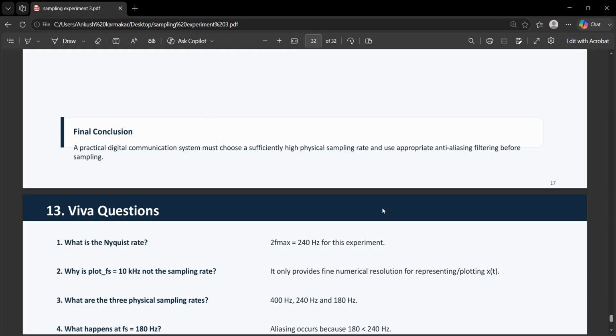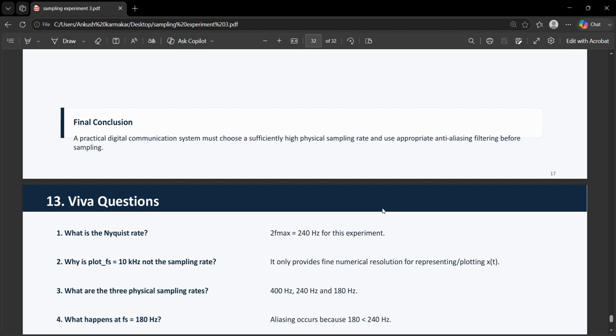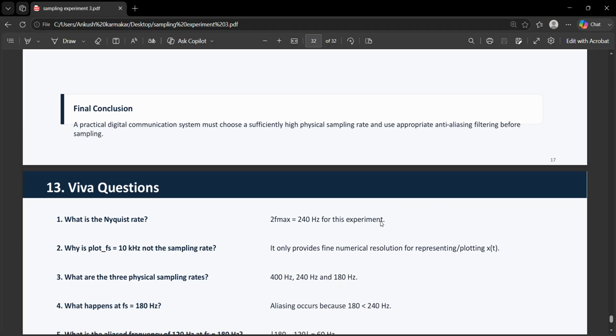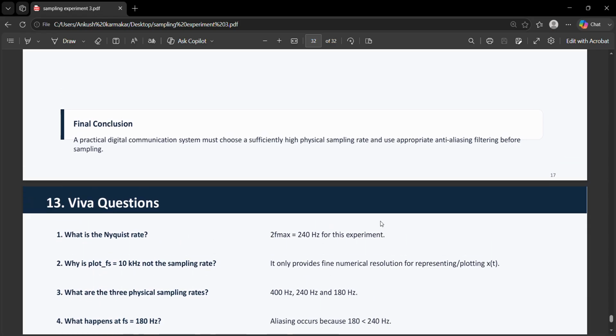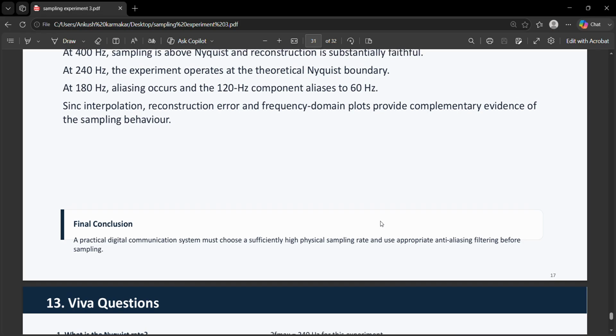Conclusion. To conclude, the sampling theorem was verified using a two-tone signal whose maximum frequency is 120 Hz. The Nyquist rate was found to be 240 Hz. At 400 Hz, the sampling is above Nyquist and reconstruction is substantially faithful. At 240 Hz, we operate at the theoretical Nyquist boundary. At 180 Hz, aliasing occurs and the 120 Hz component appears at 60 Hz.